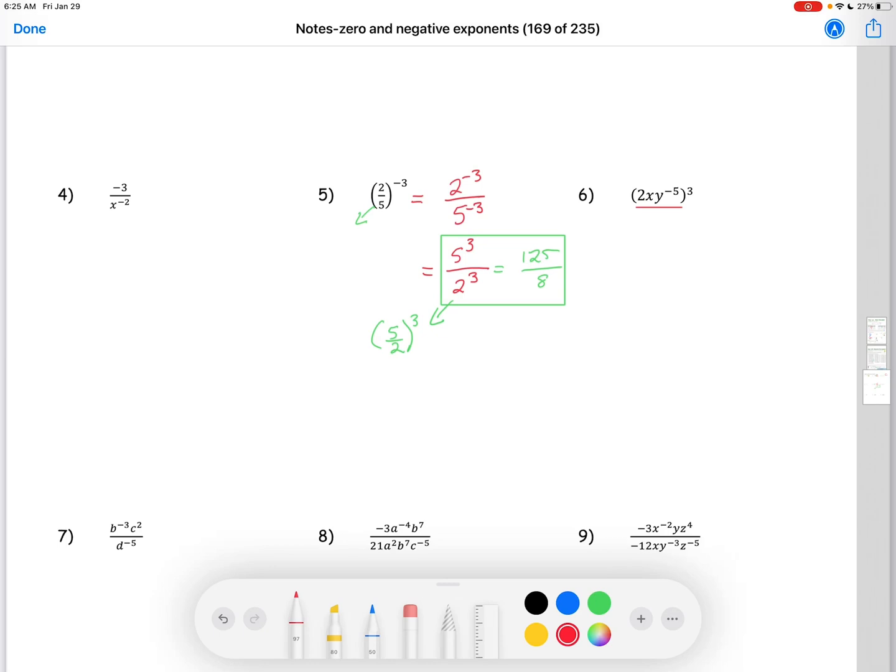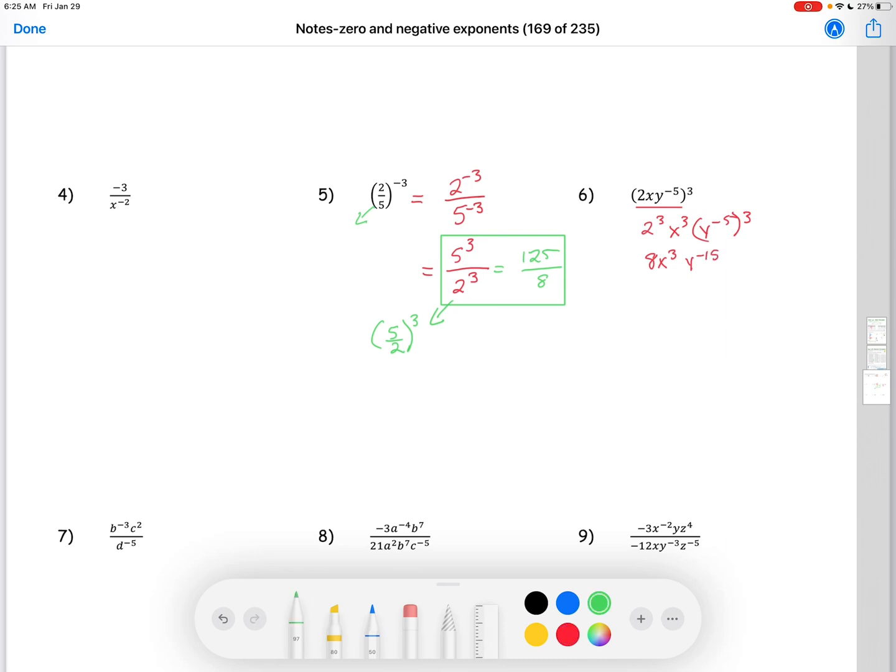Pause the video. All right, so this becomes 2 to the third, x to the third, and y to the negative 5 raised to the third. 2 to the third is 8. X cubed is just x cubed. And then we got a power raised to a power, guys. So that's y to the negative 15, right?